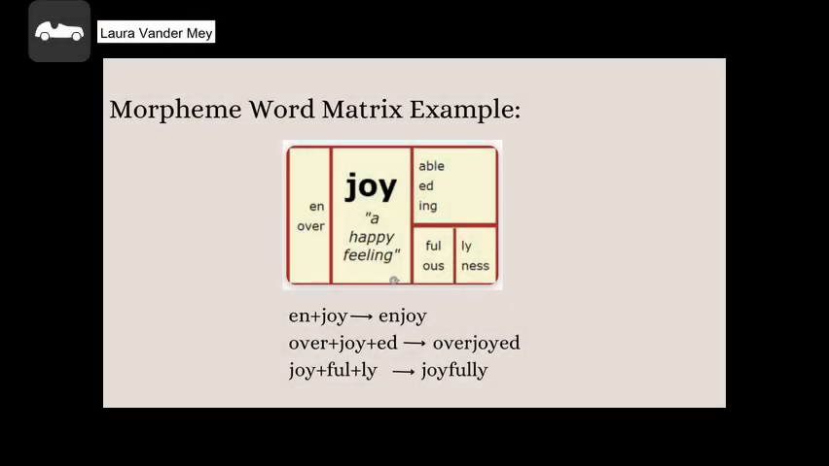This is a quick morpheme word matrix example. This example just highlights the use of a base word and prefixes and suffixes.